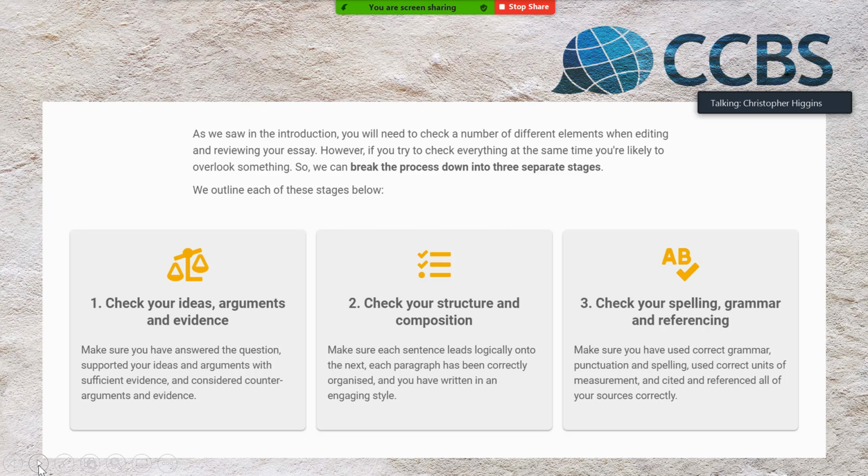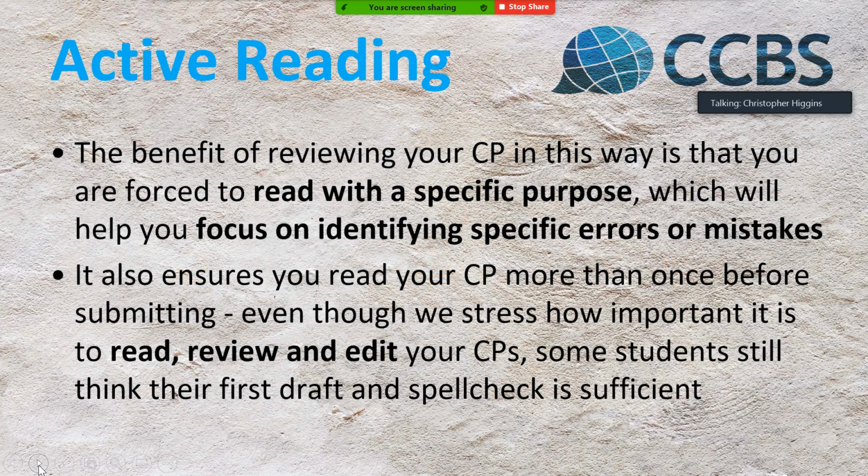So these are three different elements that we've talked a little bit about: checking ideas, arguments, and evidence, that's number one; checking structure and composition, number two; and then three, the more practical thing of checking for spelling, grammar, and referencing issues. So what I want to do now is to move on and mention some of these in a little bit more detail.